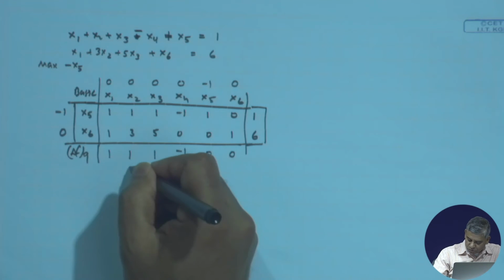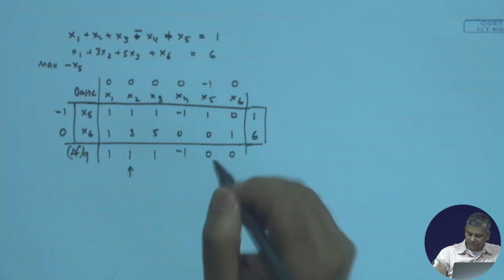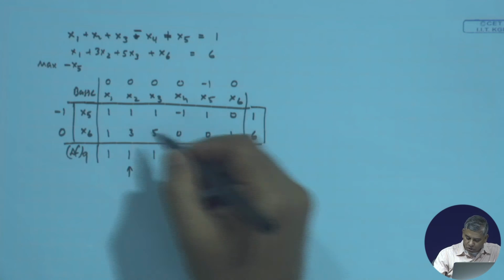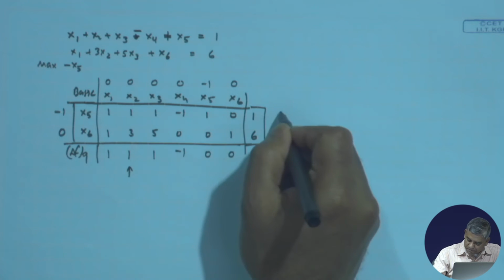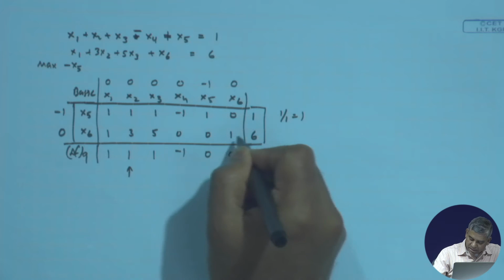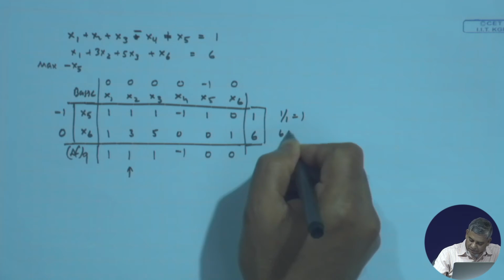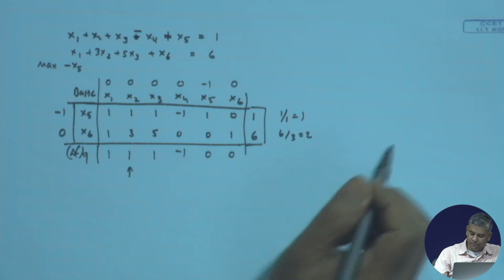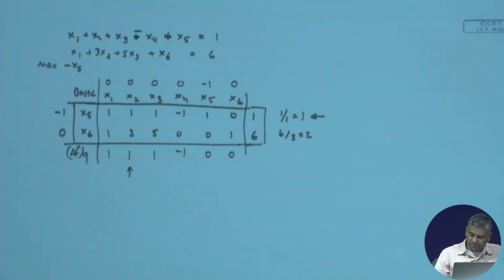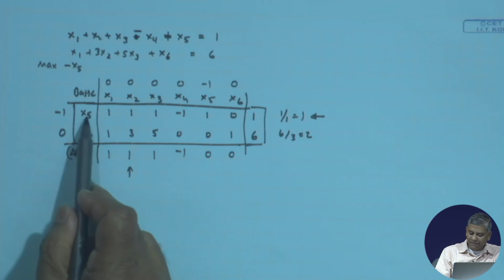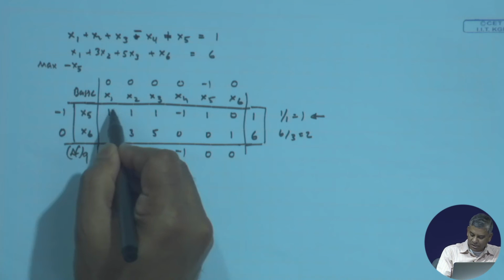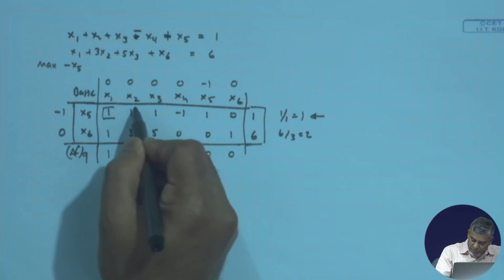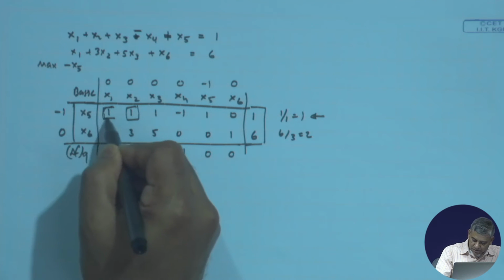For example, if you choose the middle one here, but you don't have to, as I said, you can choose any two. So now I go 1 by 1 equal to 1, and here I go 6 by 3 equal to 2. So now this is the smallest one. So this says x5 will get replaced with x1. So this is my pivot element. Sorry, not that one, this one. x2.